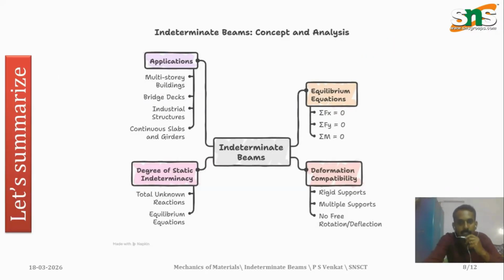Let's quickly summarize what we have learned today. We have learned about indeterminate beams, which have more unknowns than equations, and that equilibrium alone is not sufficient. Compatibility of deformation is also essential. Degree of static indeterminacy helps in measuring the complexity of structures. These beams are widely used in practical applications. In simple words, indeterminate beams are more realistic and safer than determinate beams.